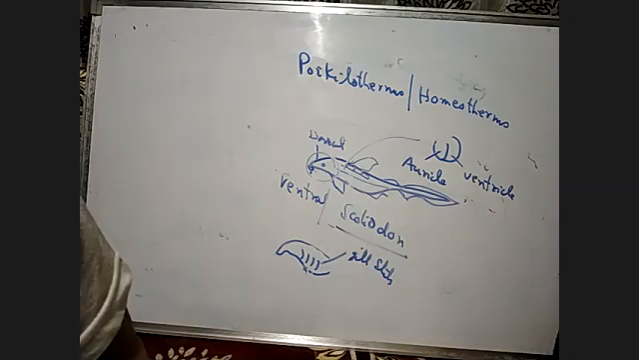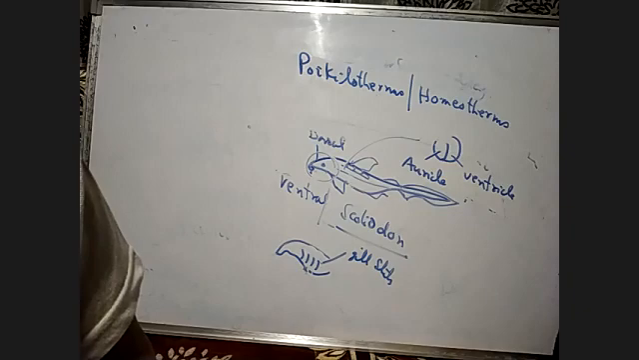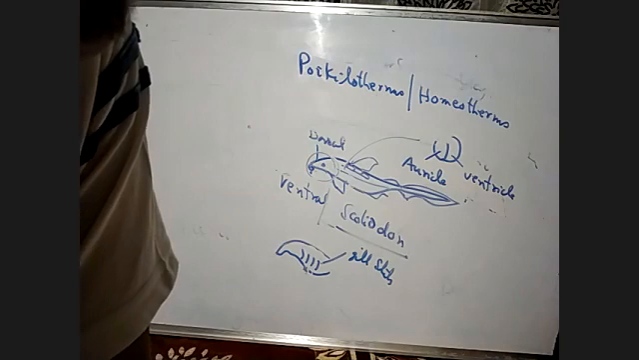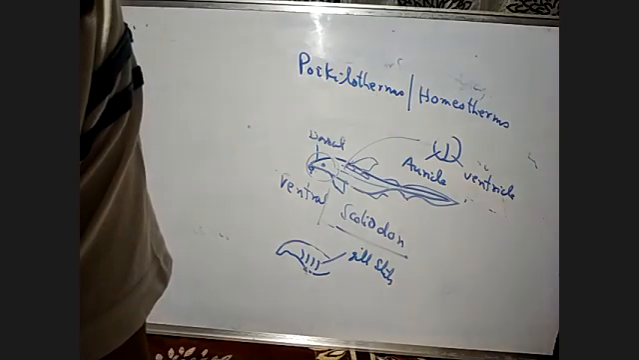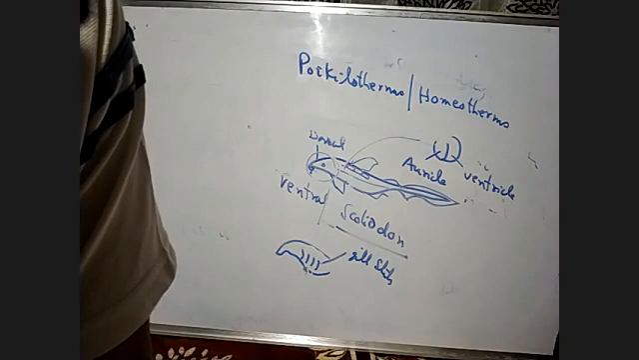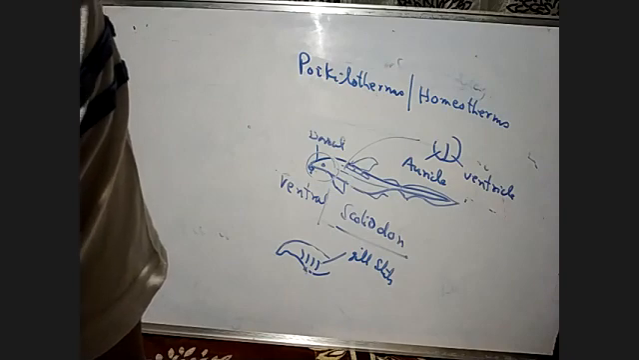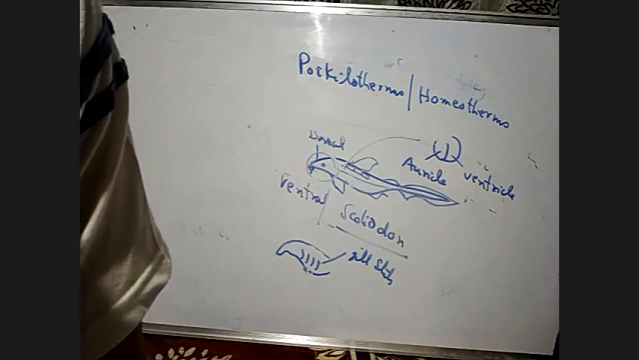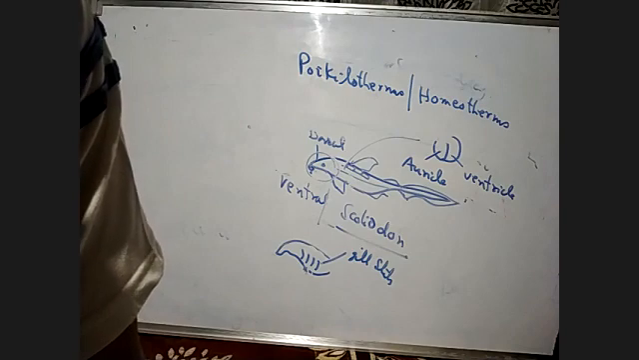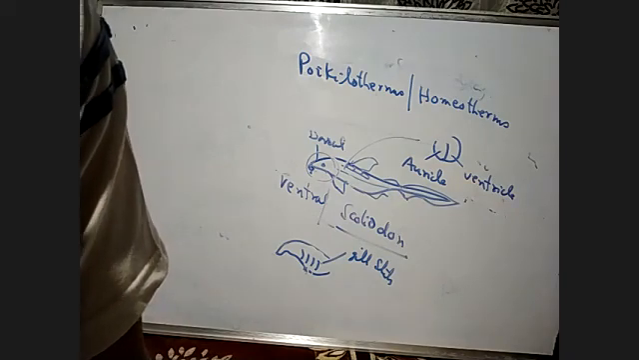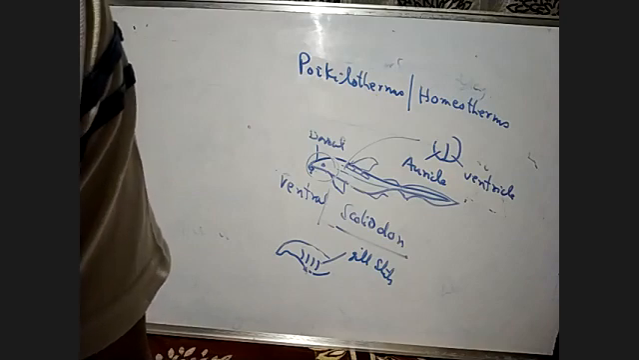And the sexes are separate. Male is different and female is different individuals. In the male, the pelvic fins bear the clasper. They have internal fertilization, and many of them are viviparous. Internal fertilization means fertilization takes place inside the body, and they give birth directly to the larvae. The larvae develop inside and they directly give birth to them. That's why they are called viviparous.